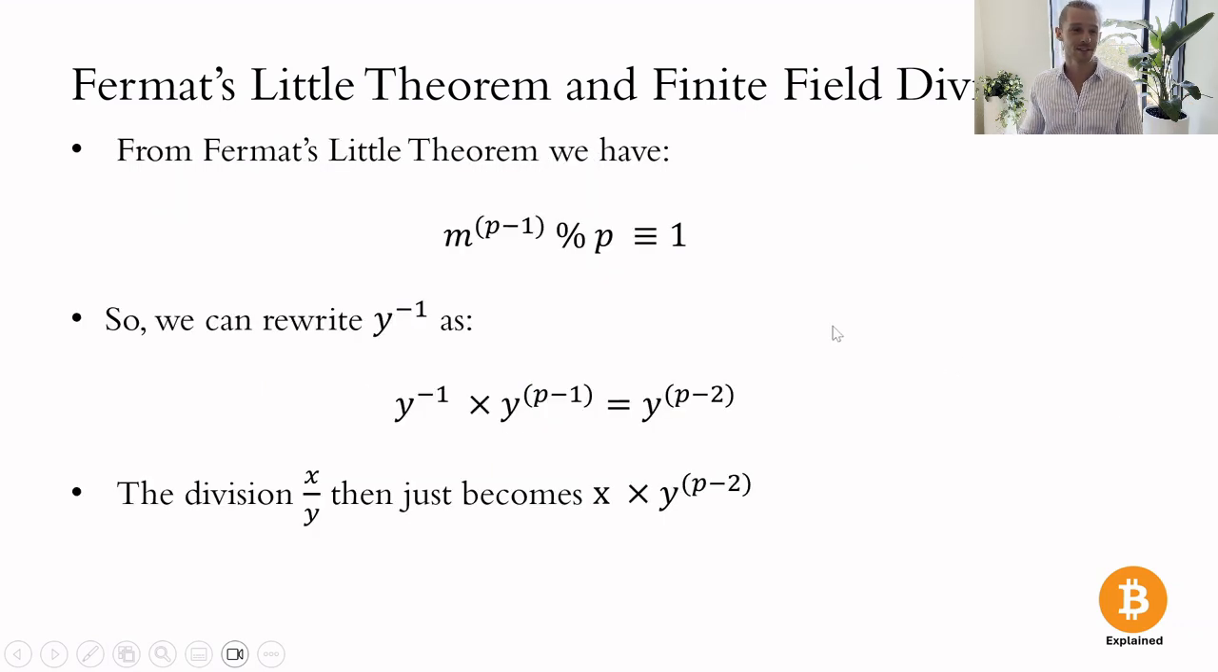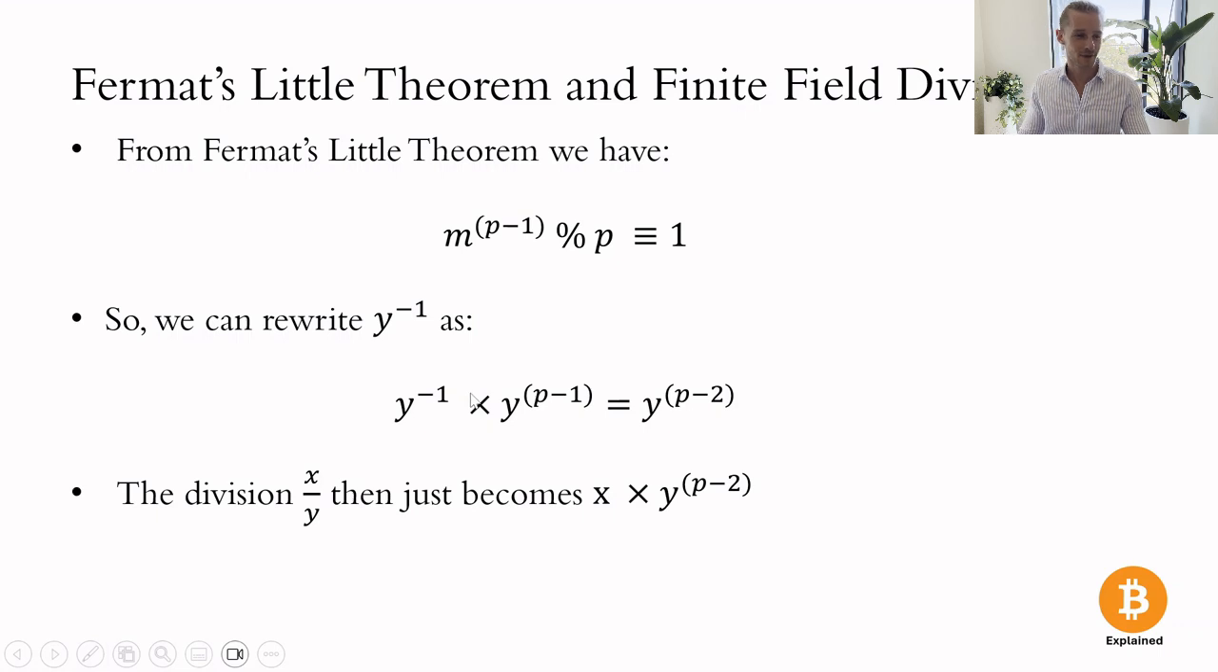That's where we use Fermat's little theorem. So remember that from Fermat's little theorem we have that any element raised to the power of p minus 1 modulo p is congruent to 1. Which means that we can rewrite y to the power of minus 1, so the inverse of y, as y to the power of minus 1 multiplied by y to the power of p minus 1. Because any y that's greater than 0 modulo p will be congruent to 1. So if we multiply an element by something that's congruent to 1, then that element should remain unchanged.